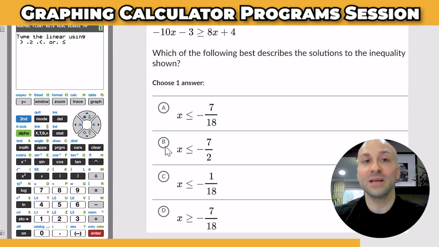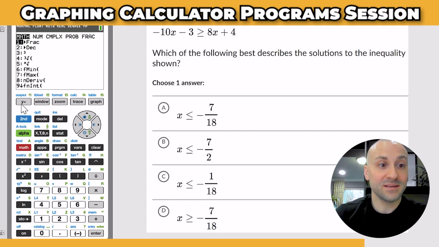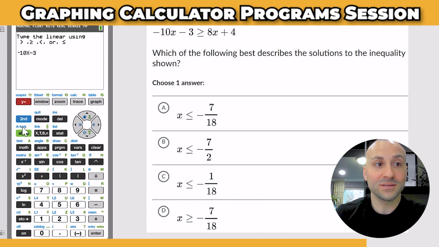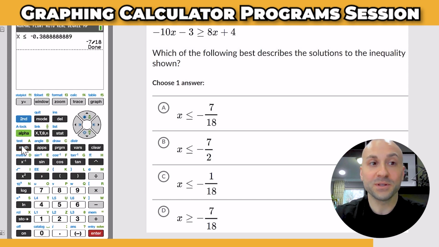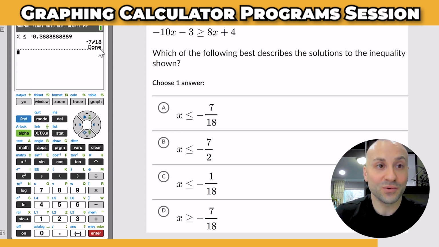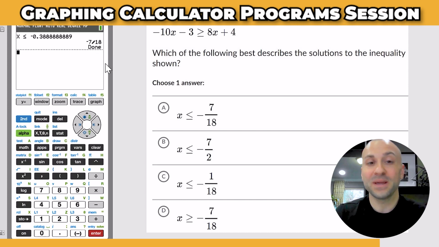Here we have a linear inequality. So we're going to go ahead and type in everything we see just as is, going to math, Y equals, going to second math to get to the inequality symbols. So we'll go down to option 4, type in the rest of it, and we get our answer is x is less than or equal to -7/18, making the correct answer A. And you'll notice that this program automatically knows when to flip the inequality symbol, which really occurs when you multiply or divide by a negative, but it does that for you to avoid a silly mistake.